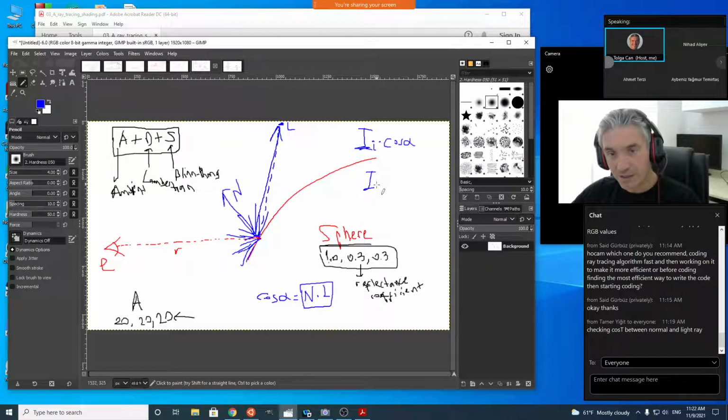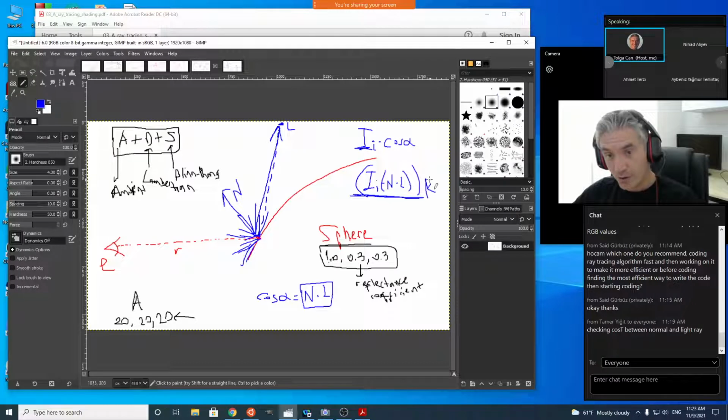In other words, you multiply your I alpha with the dot product of your L, and whatever this intensity is, you find the intensity just like this ambient, and then you multiply this value with your reflectance coefficient, which was 1, 0.3, 0.3. So this gives you the intensity of the light that hits this point, the amount of photons that are going to be hitting this point in the diffuse component.